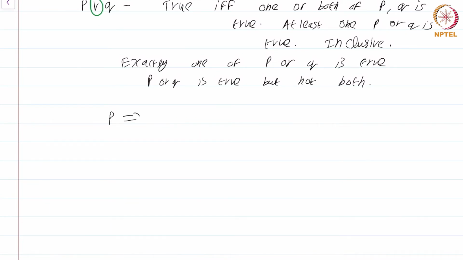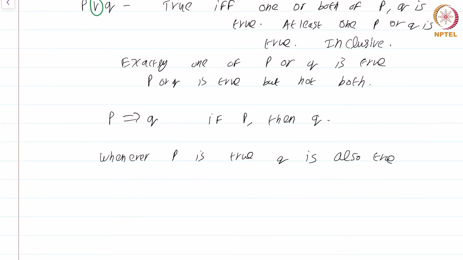P implies Q. If P, then Q. Okay. Recall that we had also used if P then Q somewhere in the previous module on set theory. Please try to figure out where it is that we used. What does this mean? This says that whenever P is true, Q is also true.